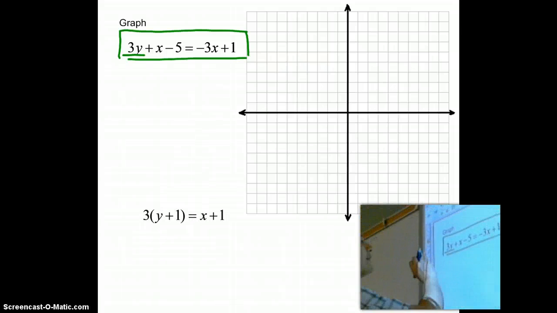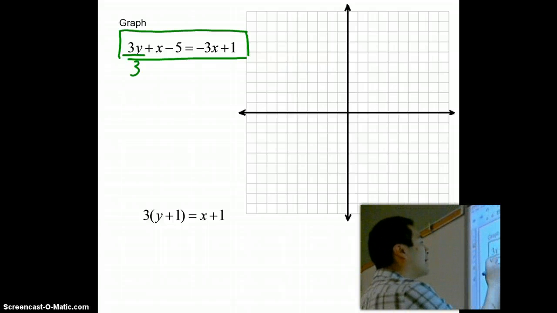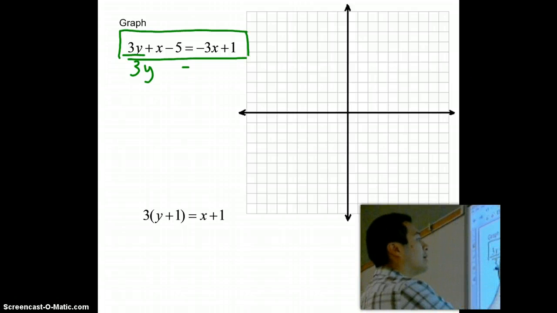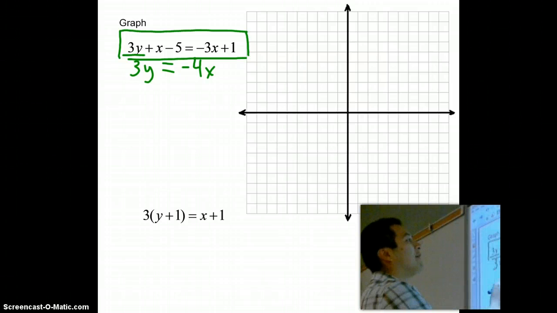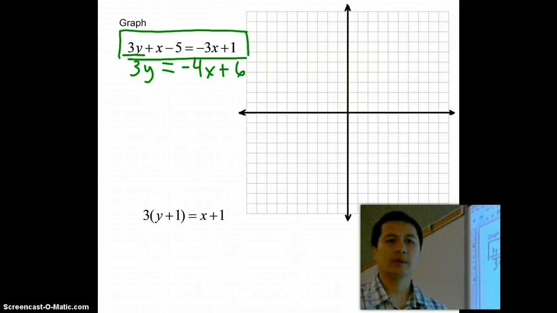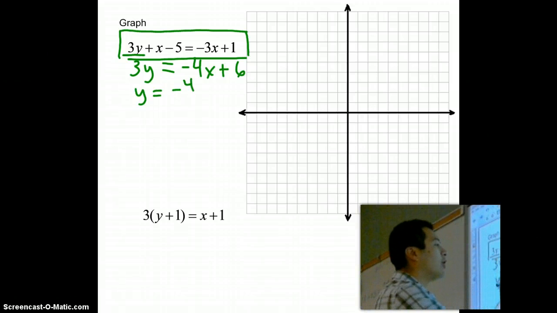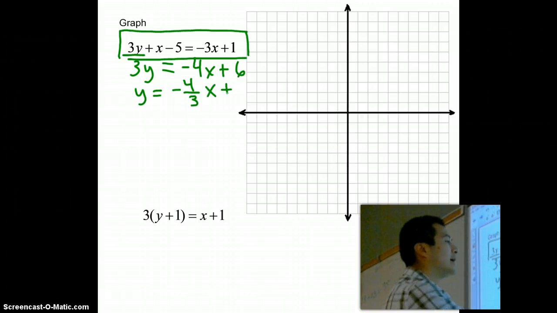What I need to do, first of all, is move everything else to the other side, leaving y by itself. So I've got a 3y. I move the x over, so that would be a negative 4x. I move the 5 over, add 5 to both sides, so it'll be a plus 6. Then divide everything by 3. Y equals negative 4 over 3x plus 2.